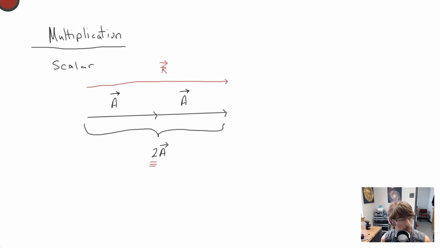Similarly, if I multiply by, say, 0.5, what happens if I have something like 0.5a? What will that look like? Well, you know how to get 0.5a. 0.5a is simply a minus 0.5a. Come to think of it, you could write it as a subtraction. Well, you know the negative sign flips the direction of the vector.